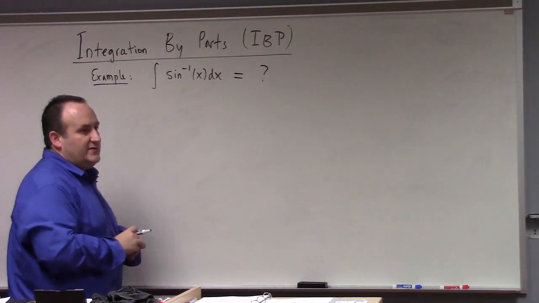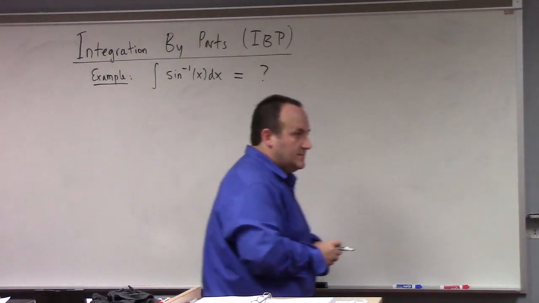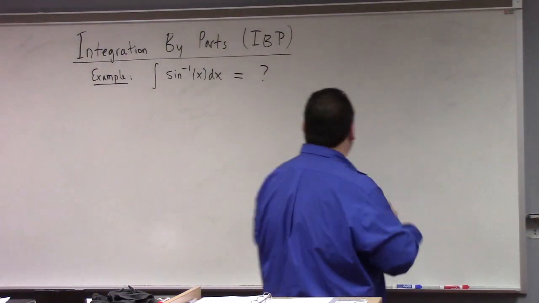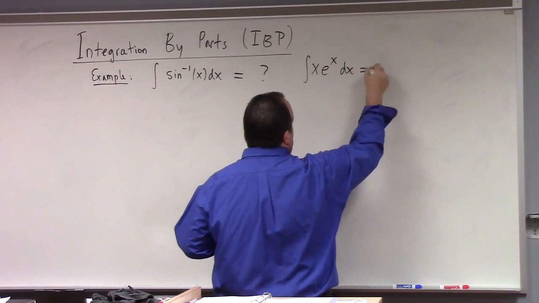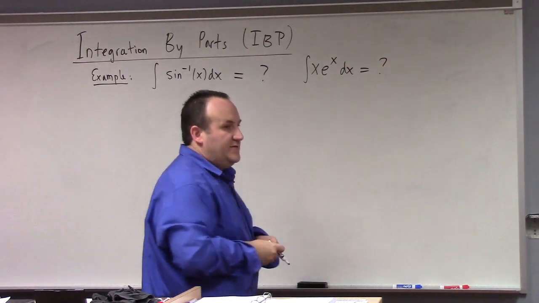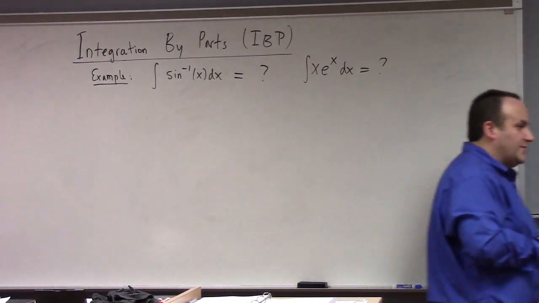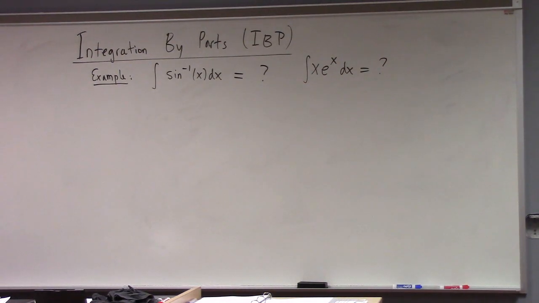How would you even do such a problem? Or how would you integrate x times e to the x dx? If you try to use u substitution to do these problems, you're going to go nowhere. I mean, you can try it. Like, what would you make u equal?